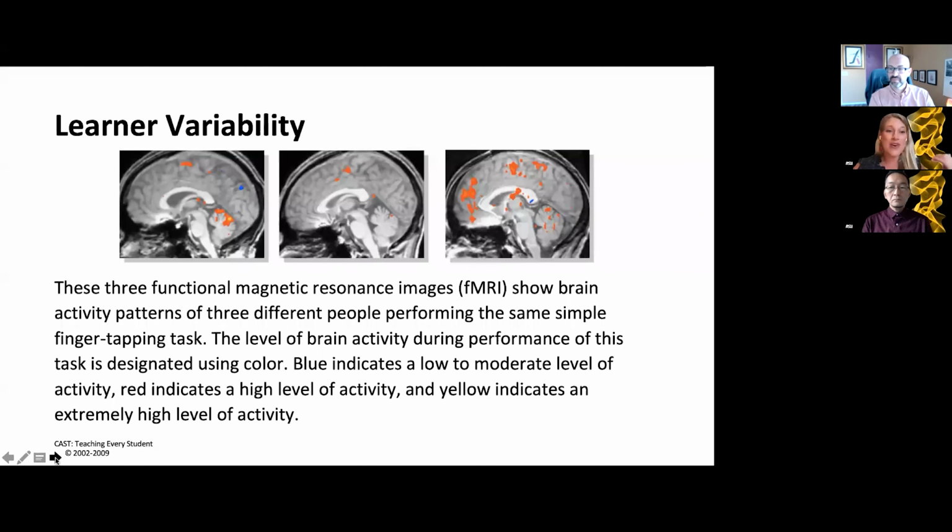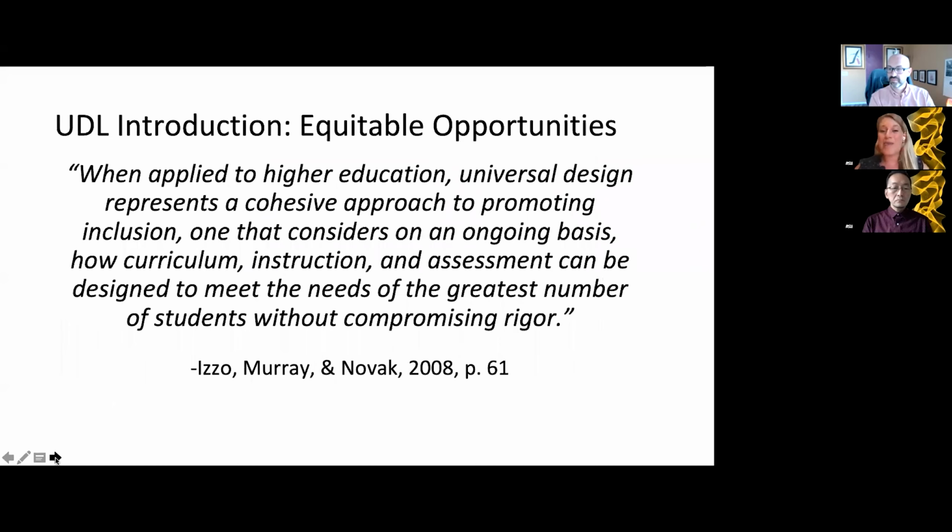So if you look at the next slide and think about UDL, it's really about creating equitable opportunities. When applied to higher education, universal design represents a cohesive approach to promoting inclusion, one that considers on an ongoing basis how curriculum, instruction, and assessment can be designed to meet the needs of the greatest number of students without compromising rigor, so still maintaining that high standard.